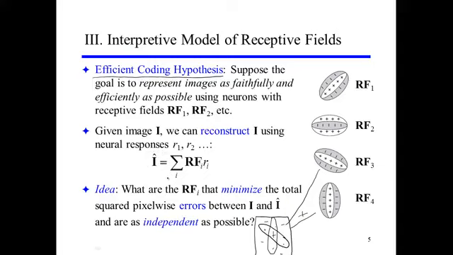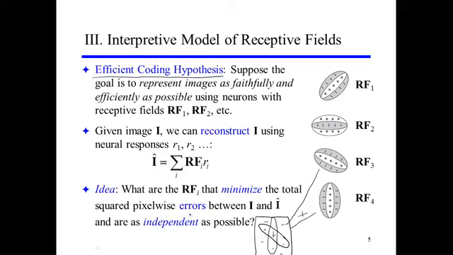Now, what is the goal here? The goal is to find out what are the receptive fields, RF1, 2, 3, and so on, that minimize the total squared pixel-wise errors between a given set of images. So what are these images? Perhaps the brain is trying to optimize its representation for natural images, and so we can look at the squared pixel-wise errors between natural images and the reconstructions of those natural images, I hat.